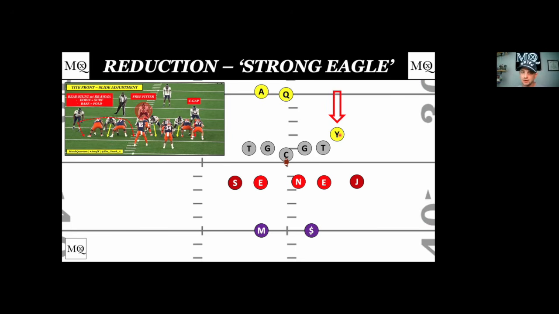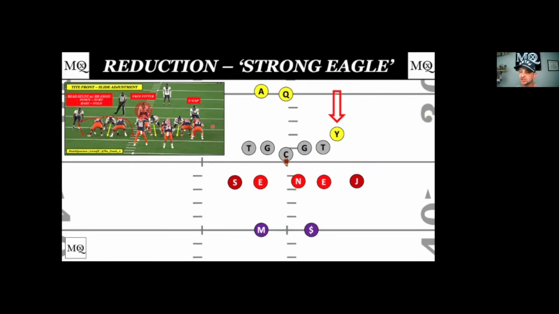Then we get into our eagle reductions, right? So we have strong eagle. All this means is we're moving the nose into a shade, and then we're moving to a 3. So we've got a 4-eye, we've got a shade, we've got a 3. This is a good example of what this looks like in practice, is that we have a slide.